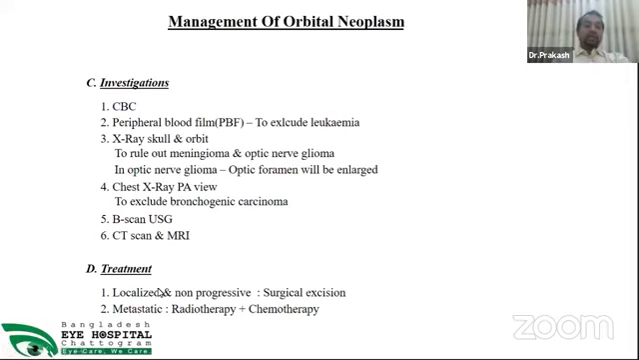And the treatment will depend on the case. If it is localized and non-progressive, the treatment is simple surgical excision. But if it is metastatic, it demands radiotherapy and chemotherapy.